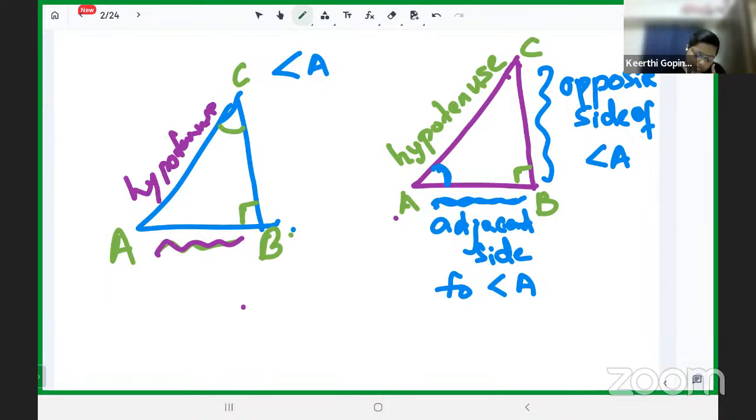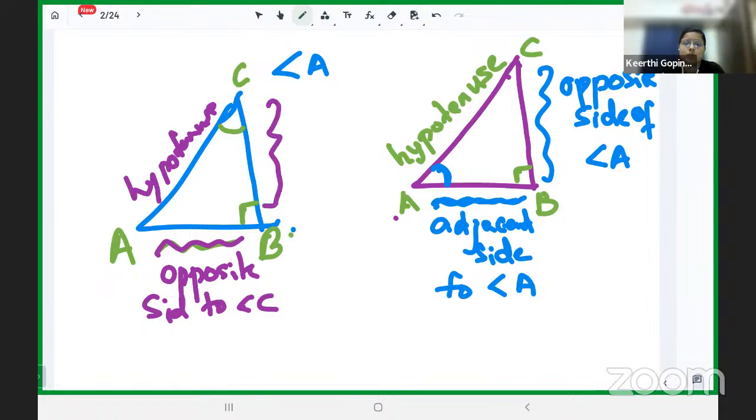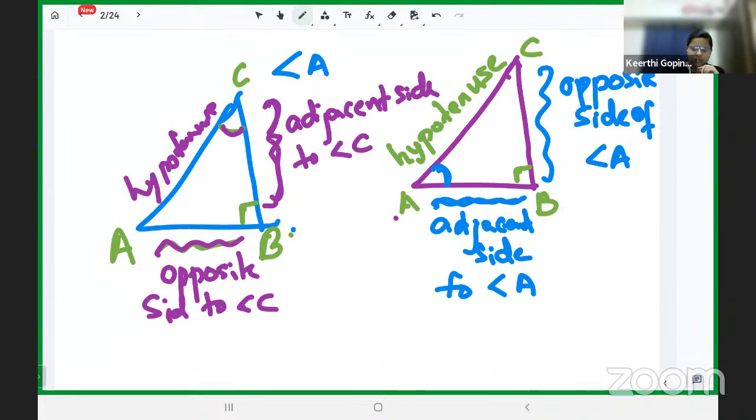Now we have to relate angle C with respect to the other sides. AB is the opposite side to angle C, isn't it? So what can you say about BC? Is that side adjacent to angle C? Check whether that side is near to angle C. This is near, right? So this is called the adjacent side to angle C. So AB with respect to C is the opposite side and BC with respect to angle C is the adjacent side.